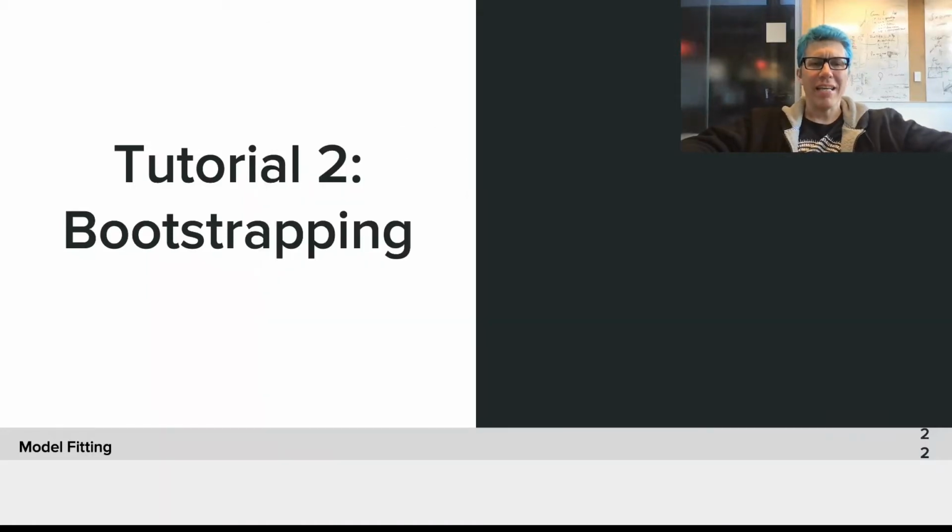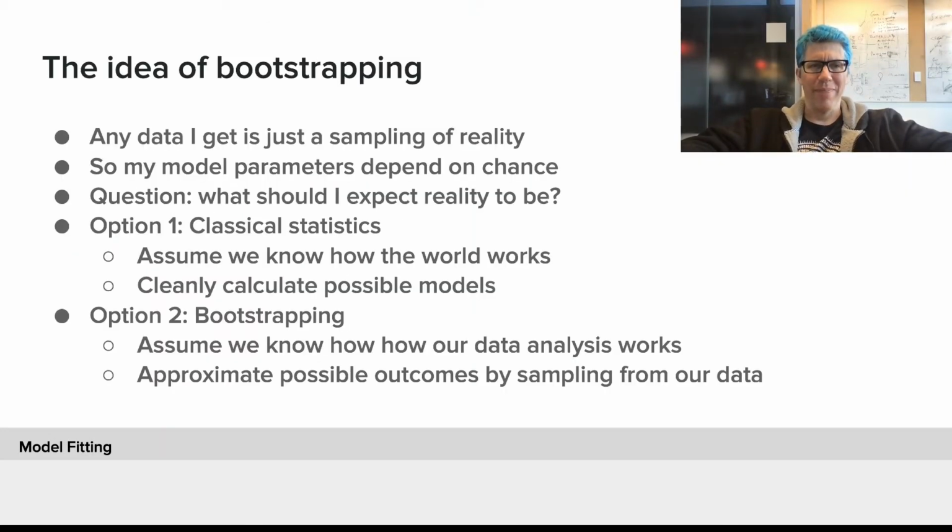So it's time for our second tutorial, bootstrapping. So what's the idea of bootstrapping? Any data that I get is just a sampling from reality. If I would take the same experiment, do it again, I would get a different set of outcomes. So in a way, the parameters that I estimate for my models depend on chance.